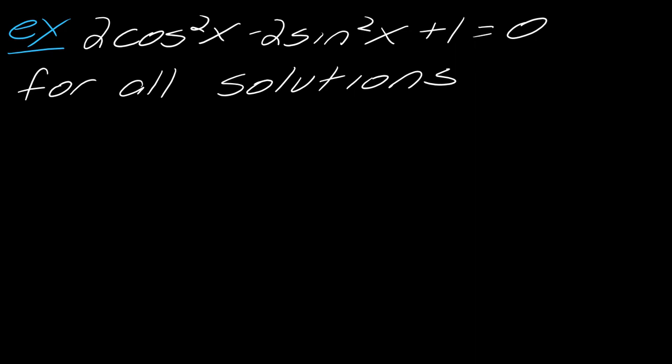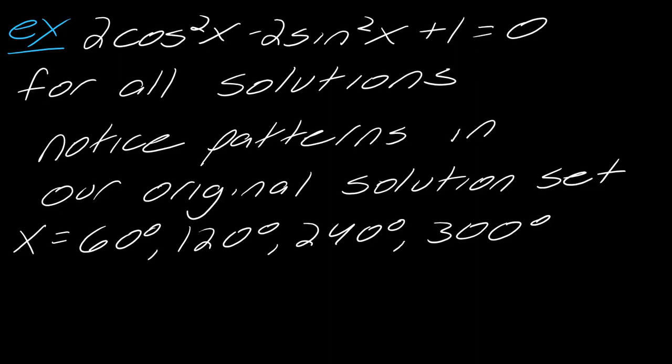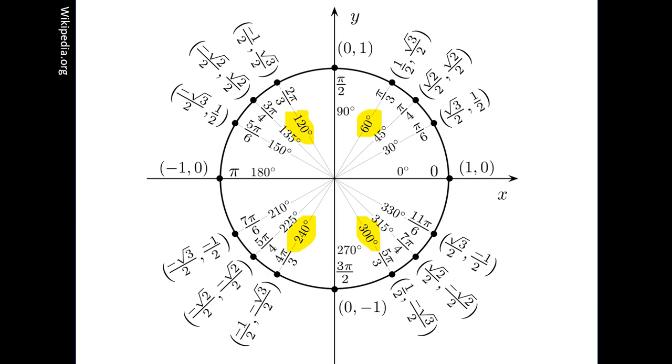Now, what if I wanted to solve this equation now for all solutions? How would I do that? Okay, so remember, our original solution set was 60, 120, 240, and 300 degrees. So the way that I like to look at this, I always like to view this on the unit circle. And I just like to notice if there's any patterns.